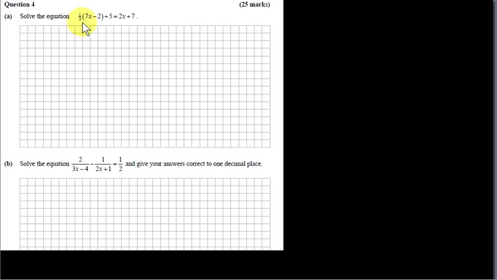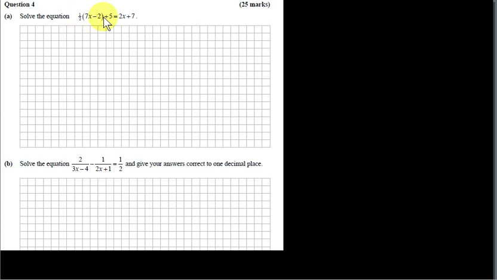Solve the equation: a half into (7x minus 2) plus 5 equals 2x plus 7. Well, we could multiply a half into (7x minus 2) and get 7 over 2x minus 1. Or we could multiply the whole lot by 2. So there are two ways we could start off solving this equation.